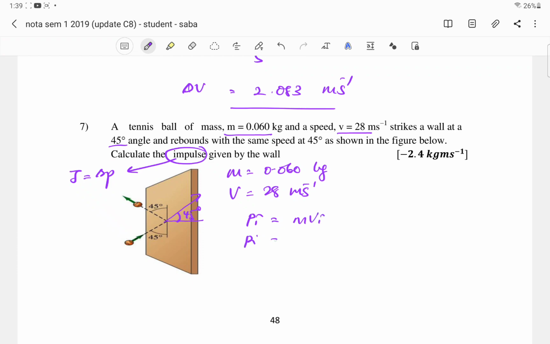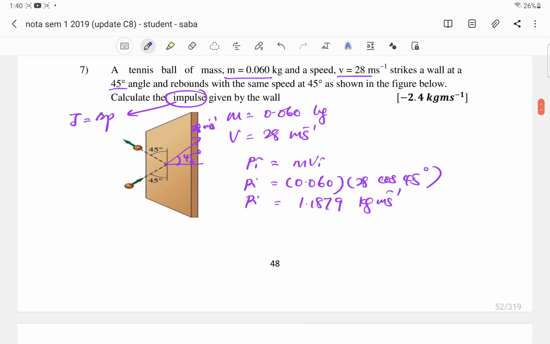So P initial, okay, so here we have 28 meter per second. So 28 cos 45 degrees gives 1.8789 kilogram meter per second. Okay, this one is for initial.